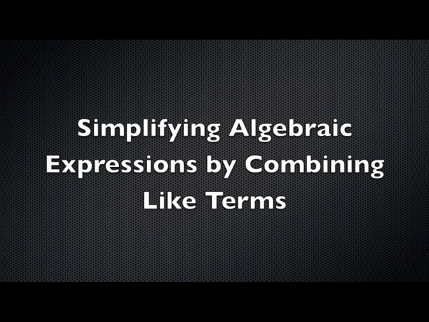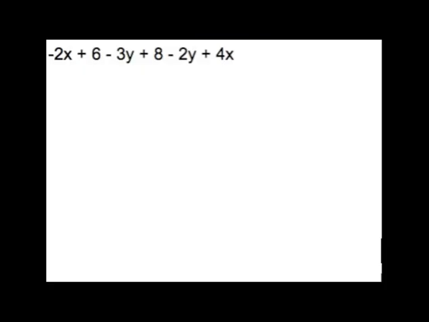This video tutorial will look at simplifying algebraic expressions by combining like terms. This will be the algebraic expression that we will simplify: negative 2x plus 6 minus 3y plus 8 minus 2y plus 4x. The first thing that we have to do is identify our like terms.